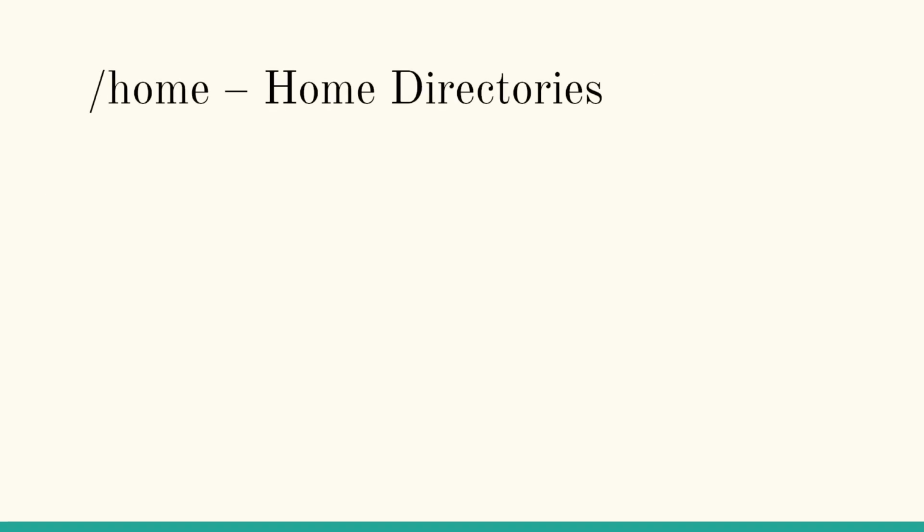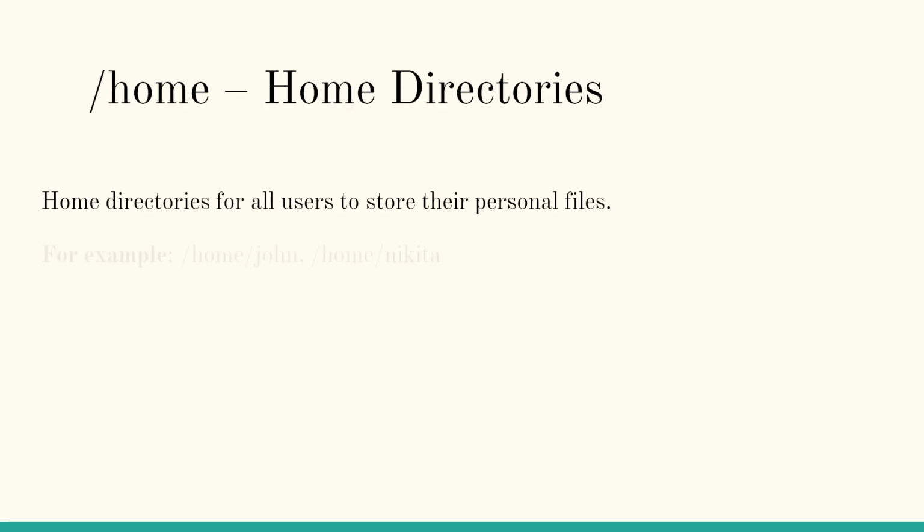The home directory, /home. This is the home directory of all users to store their personal files. So for example, we have a user called John. It will be /home/john. Again, Nikita, /home/nikita, and so on. The personal files of these users will be here under /home. The same as we mentioned before, the root will not be /home/root. No, it will be /root directly, because this is the root user. After all, it should be separated from the regular users, right?